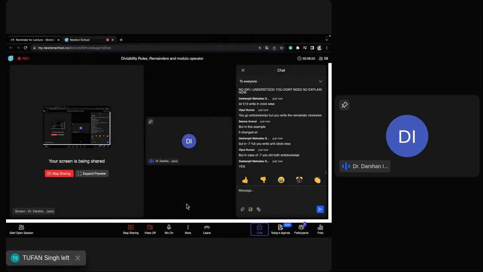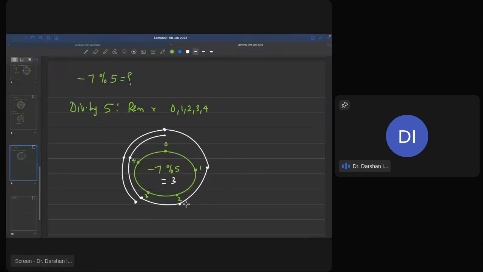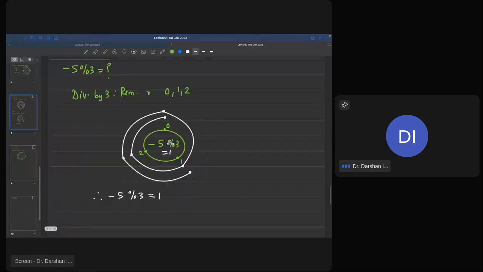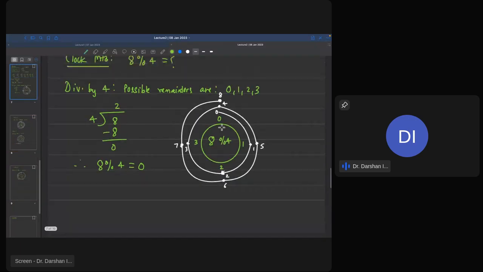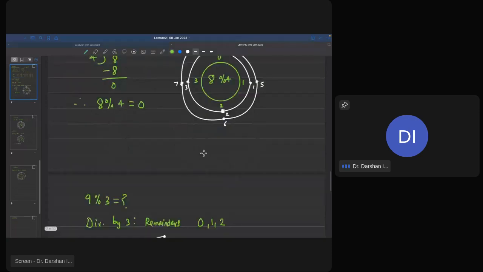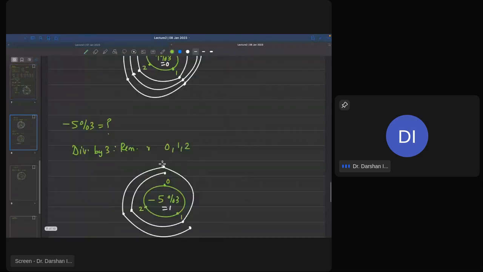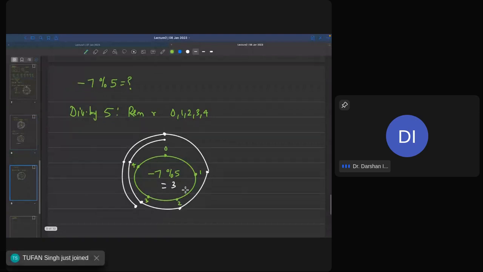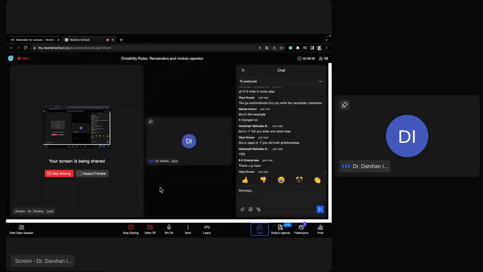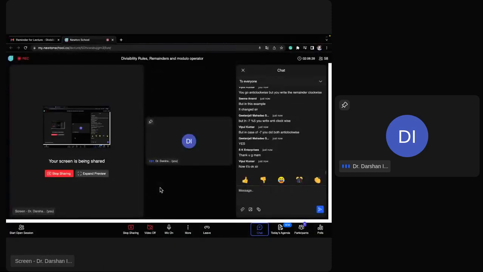There also. Yes, there also. Let me just check. Here it's clockwise. Here also it's clockwise. Right? So 0, 1, 2, 3. 0, 1, 2. 0, 1, 2. 0, 1, 2, 3, 4. If the number is negative, your movement is going to be anti-clockwise. Yes. Let's go ahead.